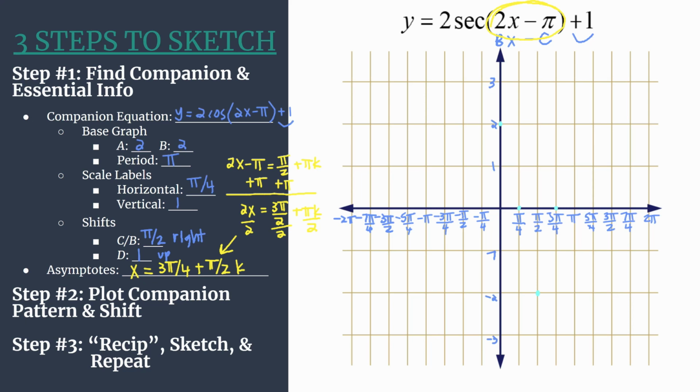So move right pi over 2 and up 1. So here's our new point. Do that for each of them: right pi over 2, up 1.